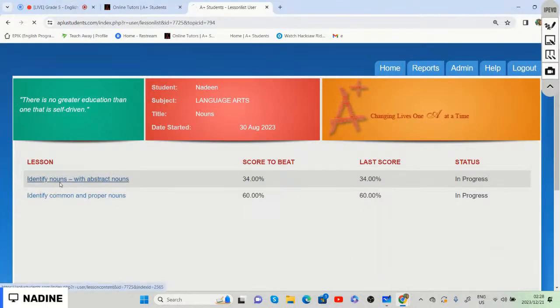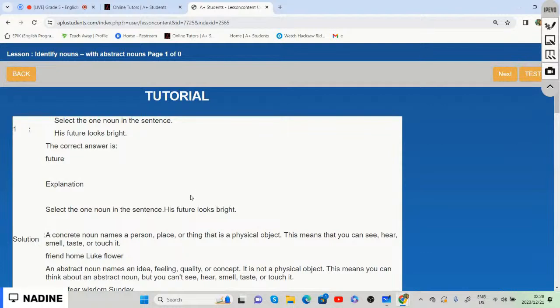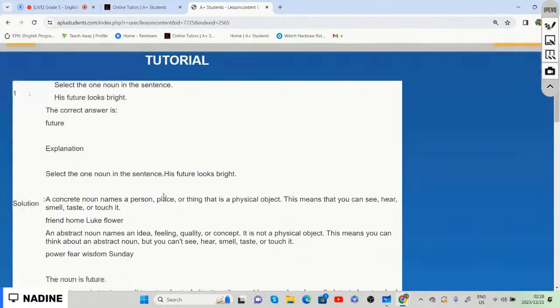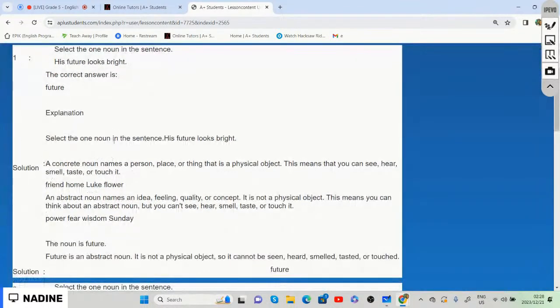And we're going to identify nouns with abstract nouns. And remember, we said a concrete noun names a person, place, or thing that is a physical object. It is something that we can see, hear, smell, taste, or touch. Whereas an abstract noun names an idea, a feeling, a quality, a concept. It is not a physical object, which means that we cannot see it, hear it, smell it, touch it, or taste it.